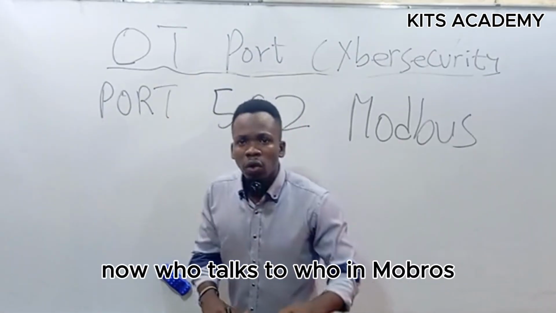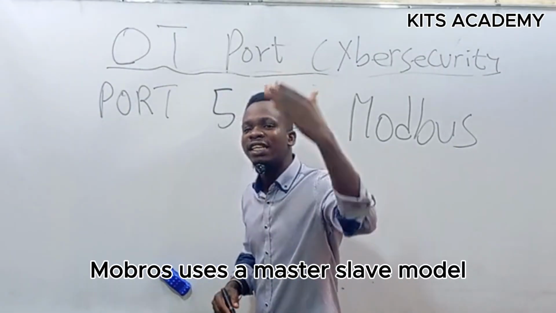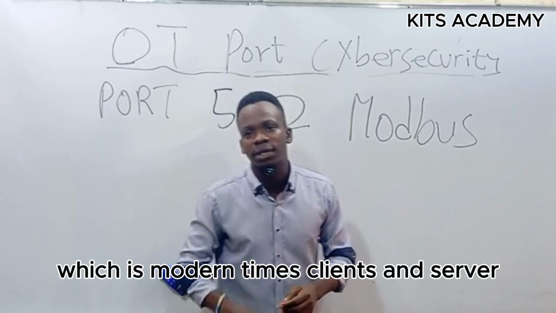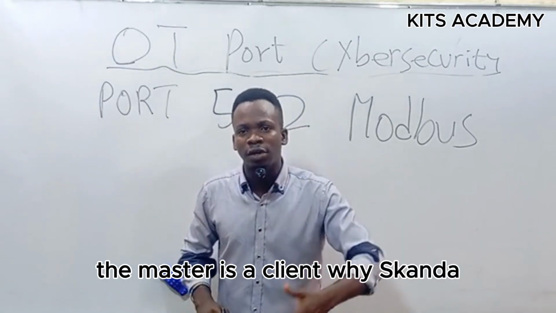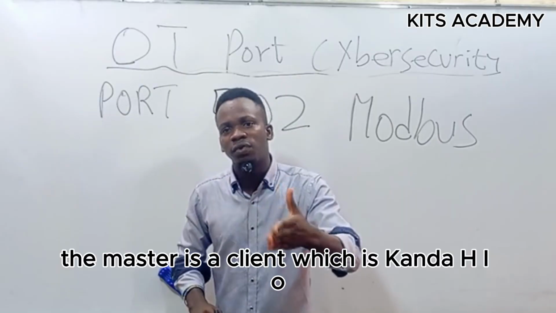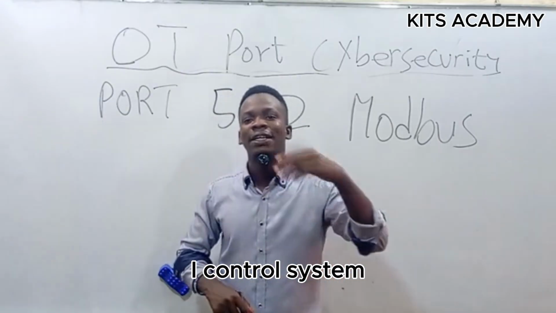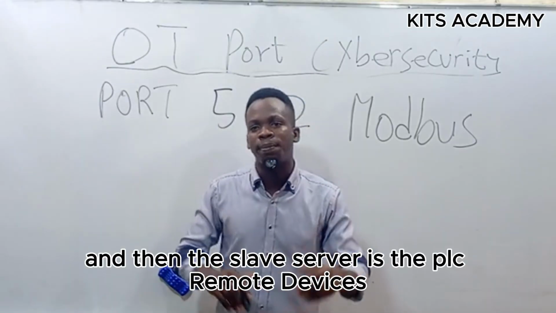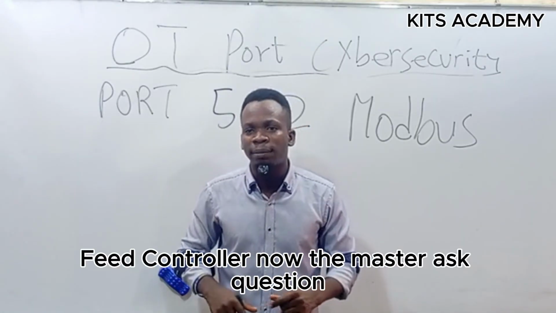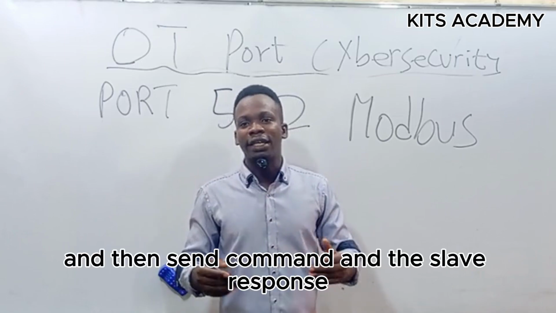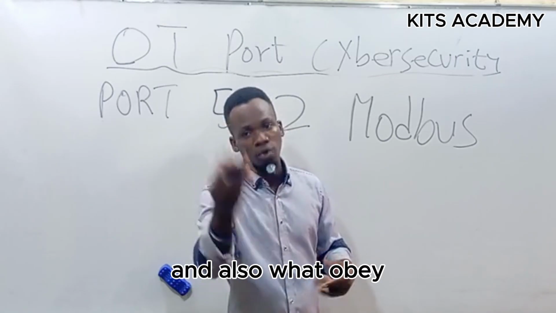Now who talks to who in Modbus? Modbus uses a master-slave model, which in modern terms is client and server. The master is the client, which is SCADA, HMI, or a control system, and the slave, the server, is the PLC, remote devices, or field controller. The master asks questions and sends commands, and the slave responds and also obeys.